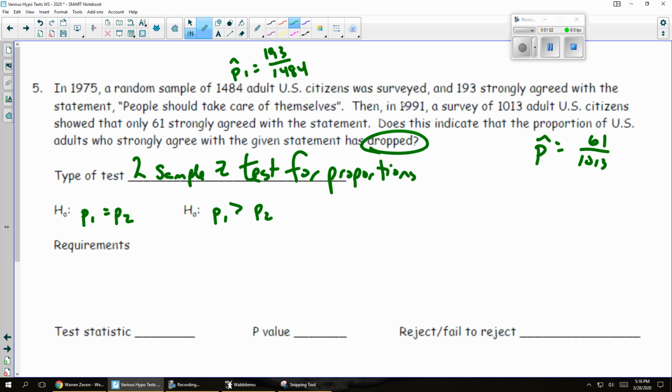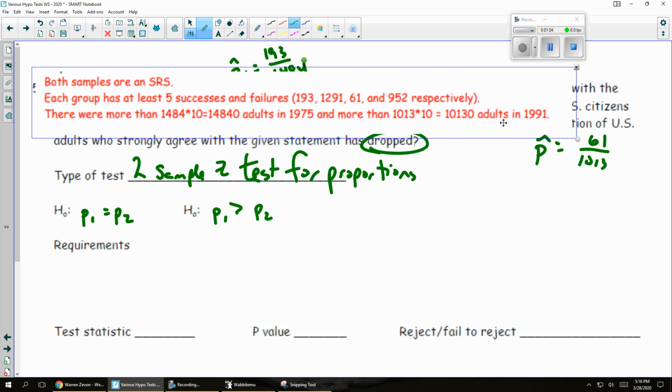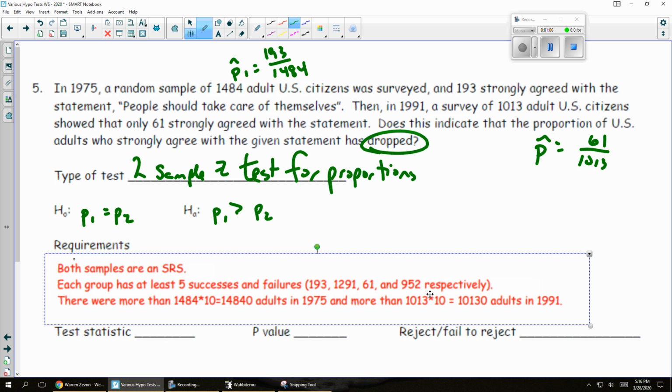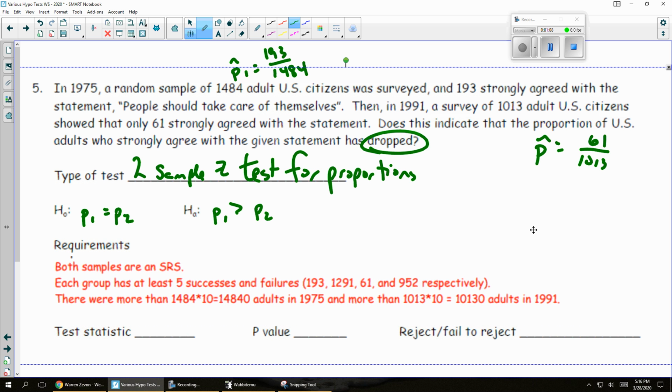Now, I cut and pasted this next one so we can see the requirements. There they go. Both samples need to be an SRS. Each group needs to have at least 5, or some books say at least 10 successes and failures. And there are more than 14,840 adults in 1975 and more than 10,130 in 91. That would be the 10% rule.